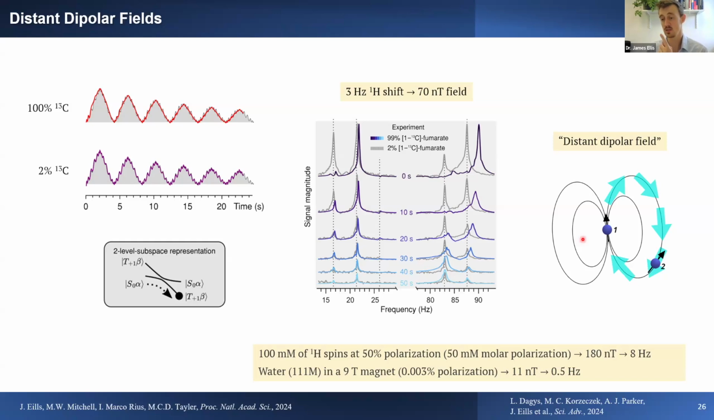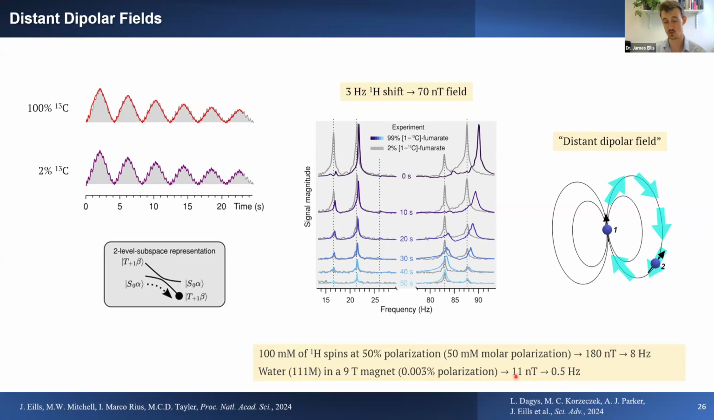But if the spins are very highly polarized, the magnetic field becomes so large that it starts to influence the spins in the sample. If we look at this calculation down here: if we have water, at a concentration of about 110 molar, in a 9 Tesla magnet, we have very low polarization of the spins but very high concentration. The magnetic field we expect from that sample is about 11 nanotesla, just from the water spins. This would cause a line shift of about half a hertz.